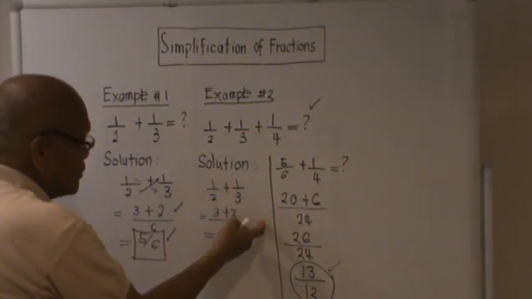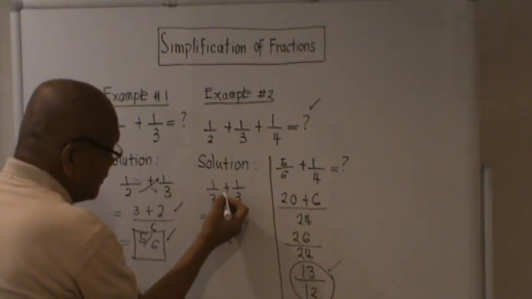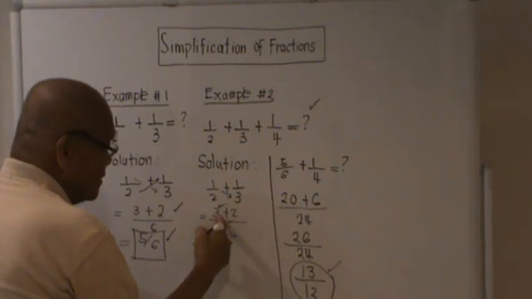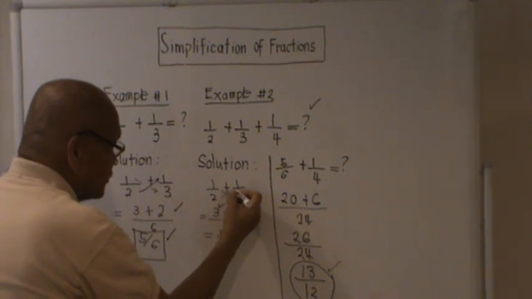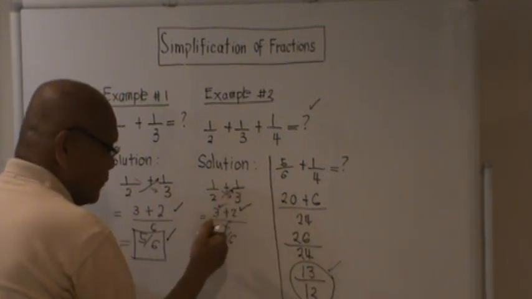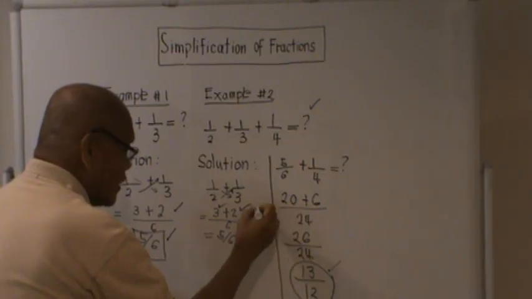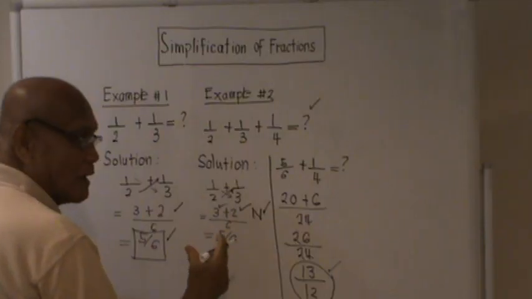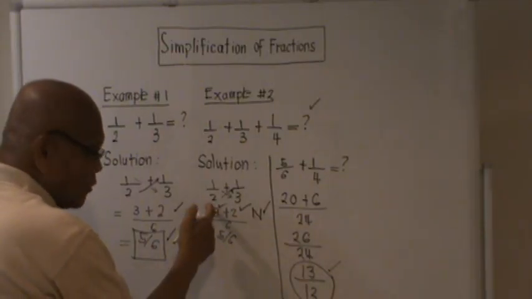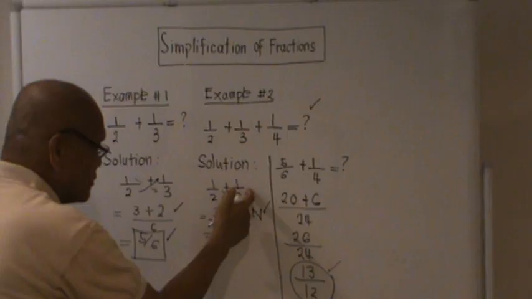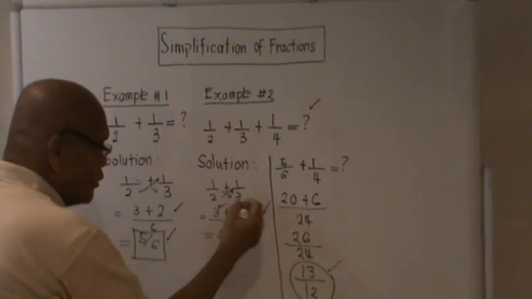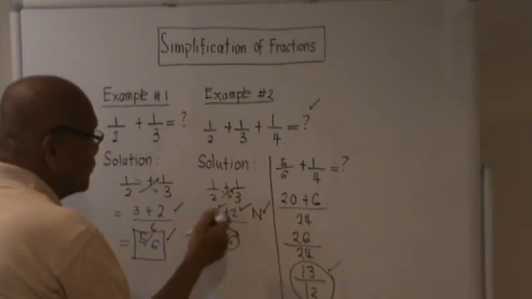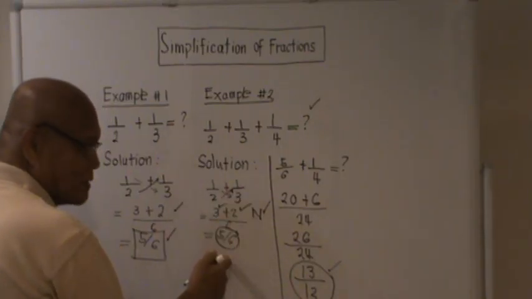If we try to simplify this one, it will be the product of 1 times 3, which is 3, plus the product of 2 times 1, which is 2. That will be the resulting overall numerator. And the resulting denominator will be the product of the individual denominators, 2 times 3, which is 6. And if we simplify, the equivalent of 1/2 plus 1/3 is actually 5/6.